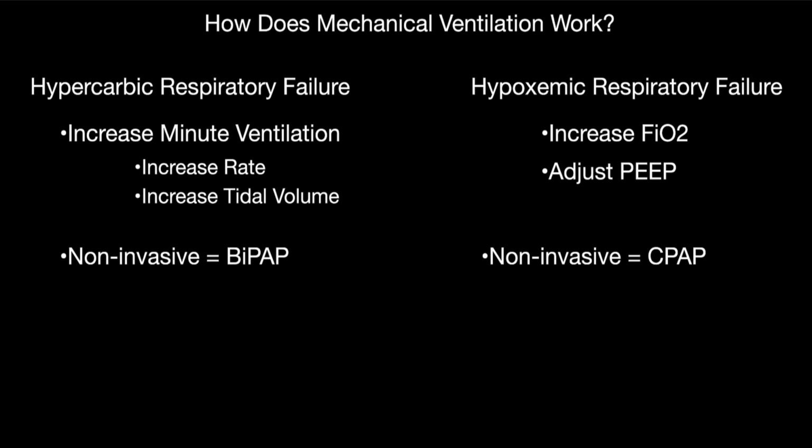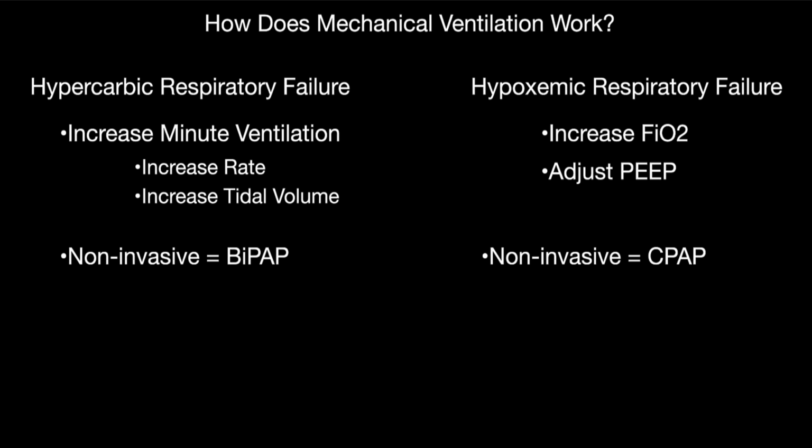Let's summarize it. In hypercarbic respiratory failure, again, you can increase the minute ventilation, you can increase the rate, or you can increase the tidal volume. And so for patients in hypercarbic respiratory failure, it makes sense that non-invasively you would use BiPAP, something that will increase their tidal volumes, because you have both a lower pressure and a higher pressure. In hypoxemic respiratory failure, you can either increase the FiO2 or adjust the PEEP. And so it would make sense, since CPAP is kind of like PEEP, that for hypoxemic respiratory failure, you could use non-invasive ventilation of CPAP.